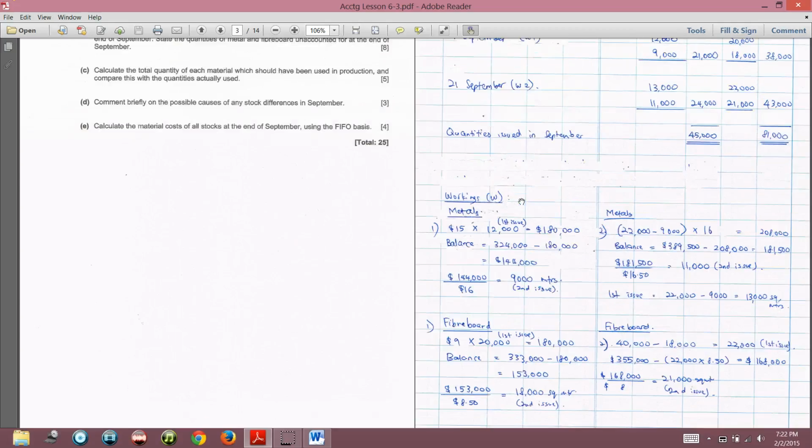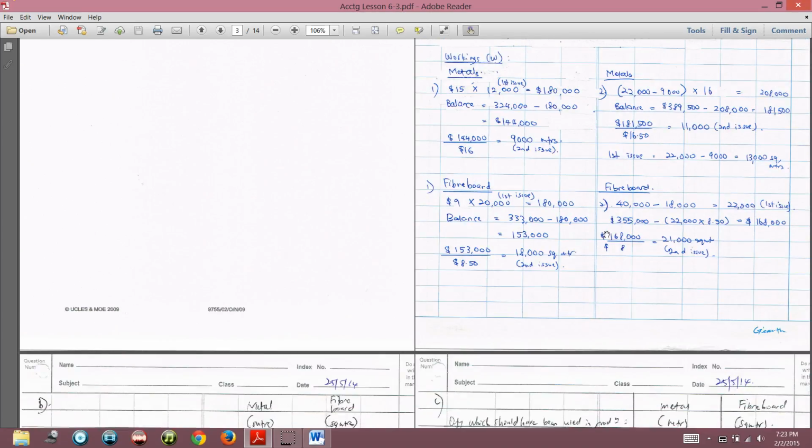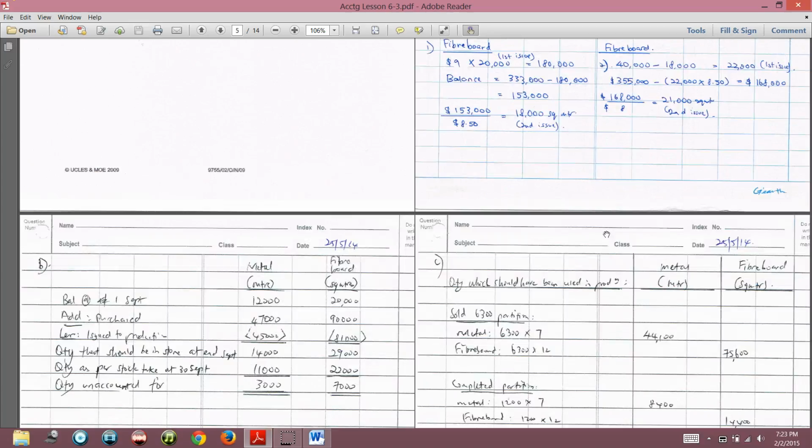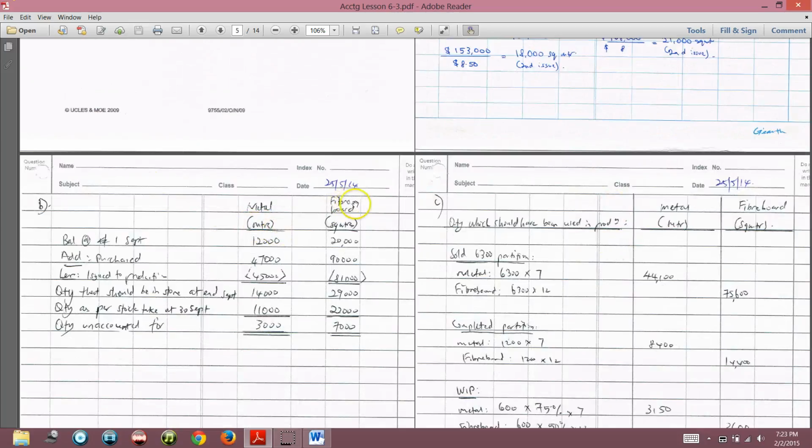Then now we can go to part B of the question. Calculate the quantity of metal and fiber board that should be in the store at the end of September. State the quantity of metal and fiber board unaccounted for at the end of September. So how are you going to write the heading? This one I will have metal in meters and fiber board in square meters. I leave a gap in between.